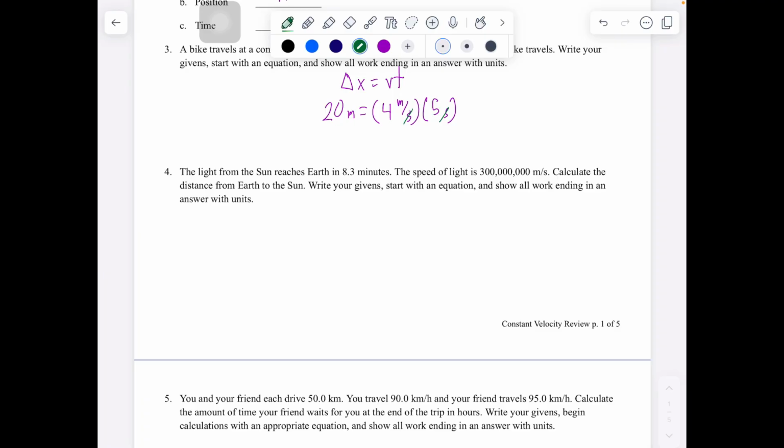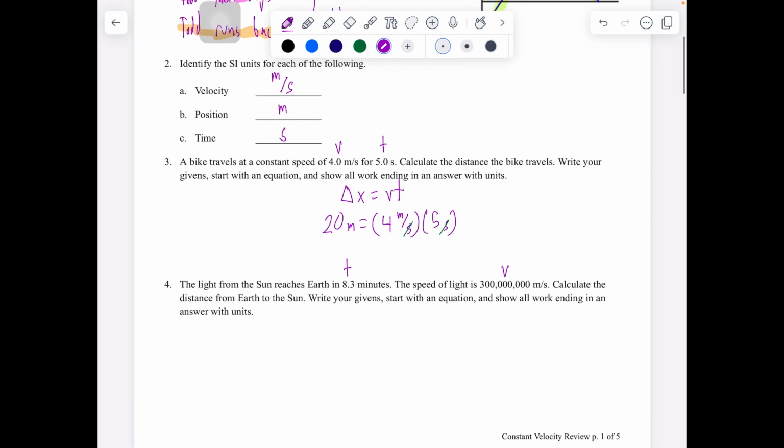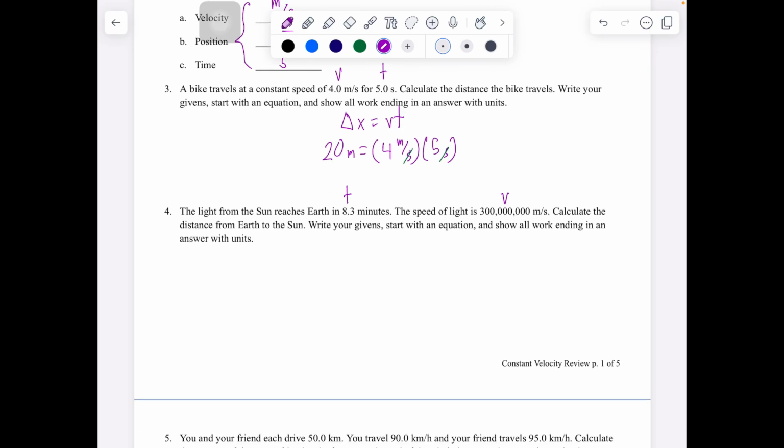Number 4, the light from the sun reaches Earth in 8.3 minutes. The speed of light is 300 million meters per second. Calculate the distance from Earth to the sun, givens, equation, and then show work. Alright, so givens. Well, here we have time in minutes. Right here we have velocity in meters per second. We need to make sure these units match up. So if you have meters per second, our time, we should always convert to our standard units that we have right up here. So let's get that time in seconds.